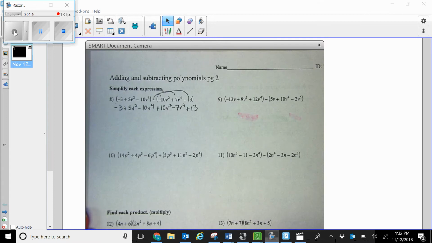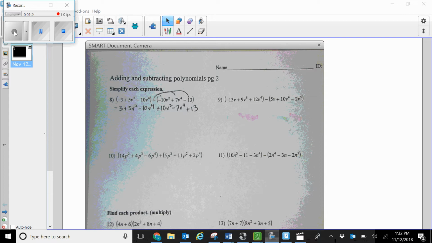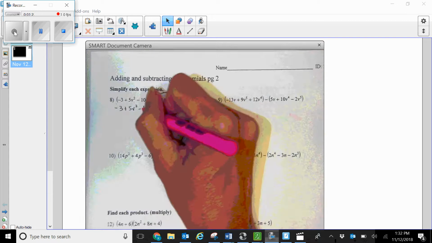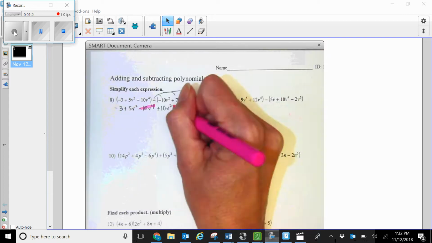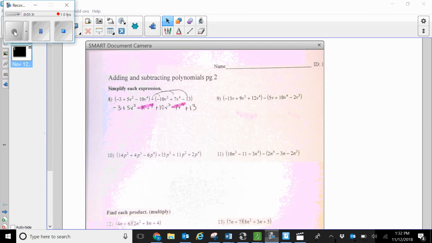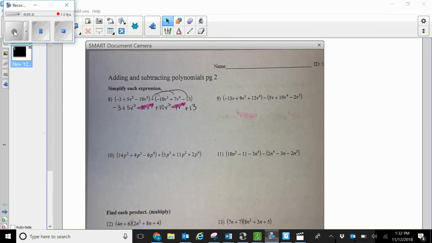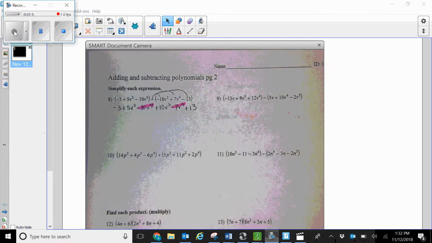Next, I'm going to combine like terms, and these guys are not in nice, neat order like the last problem we did, so I'm going to put them in order. I'm going to start with the highest exponent. So I see that I have negative 10v to the fourth and negative 7v to the fourth. That's where I'll begin and combine those because they both have v to the power 4.